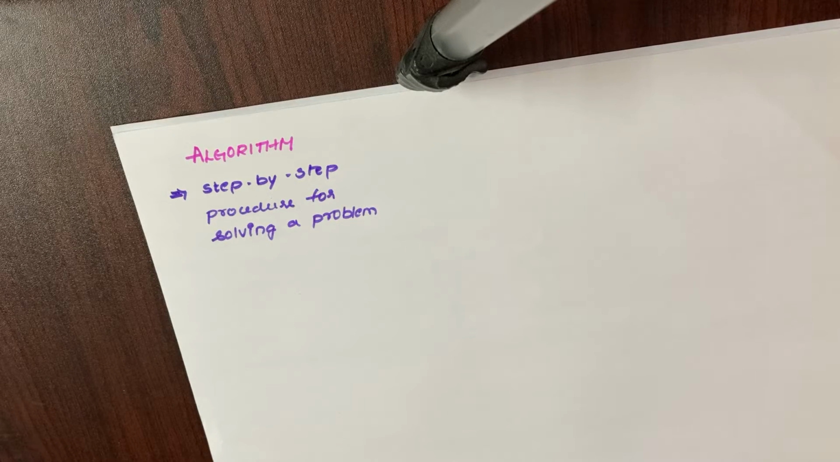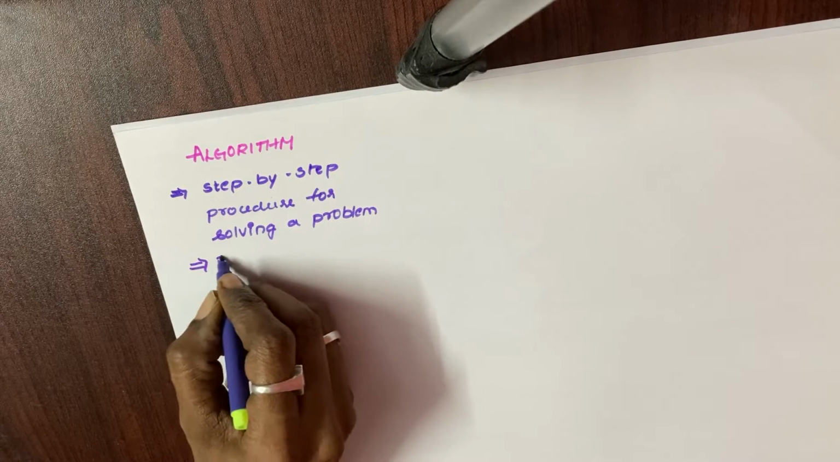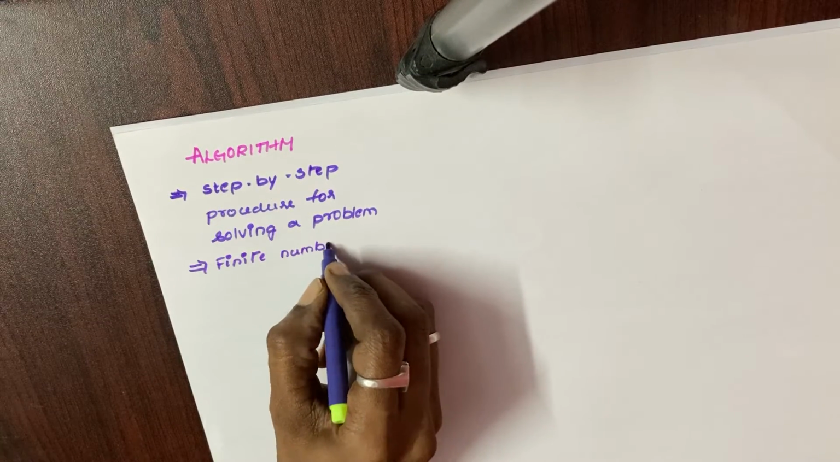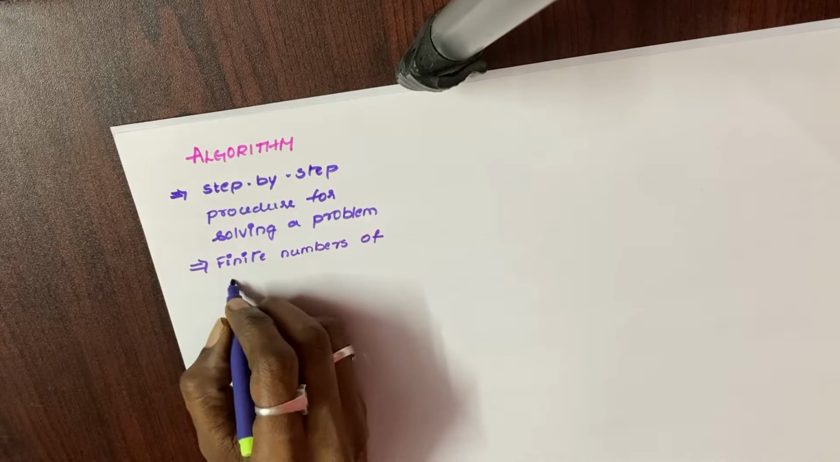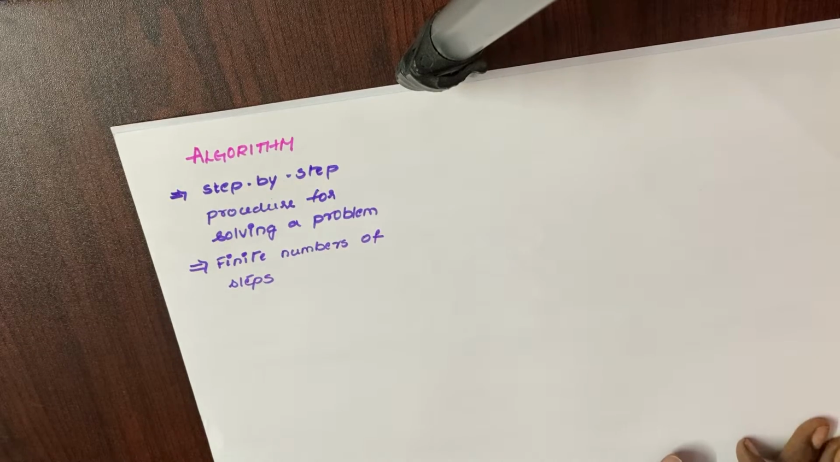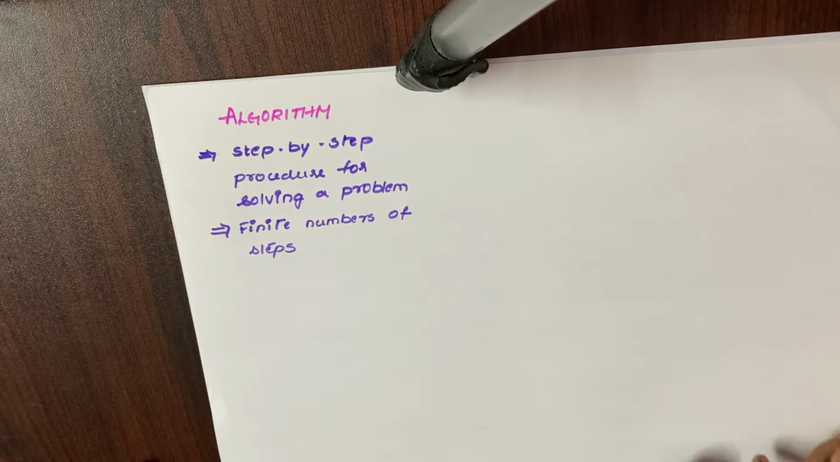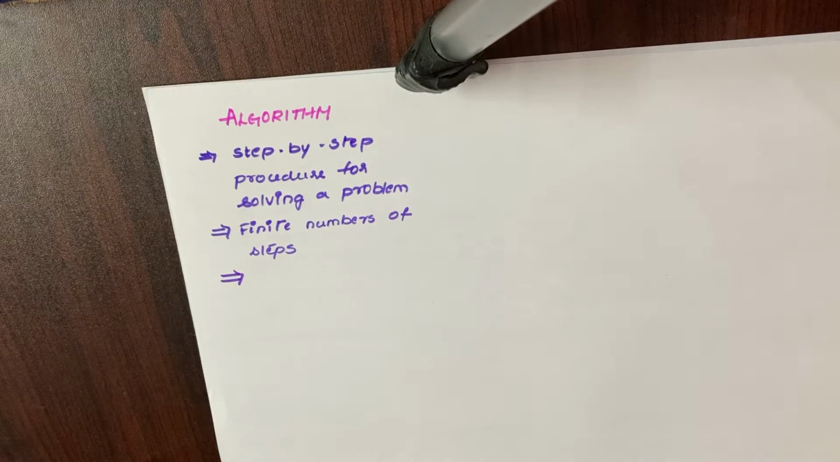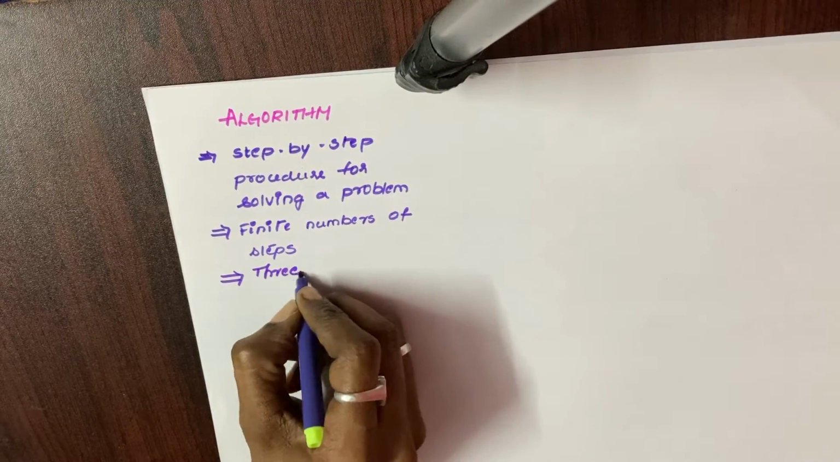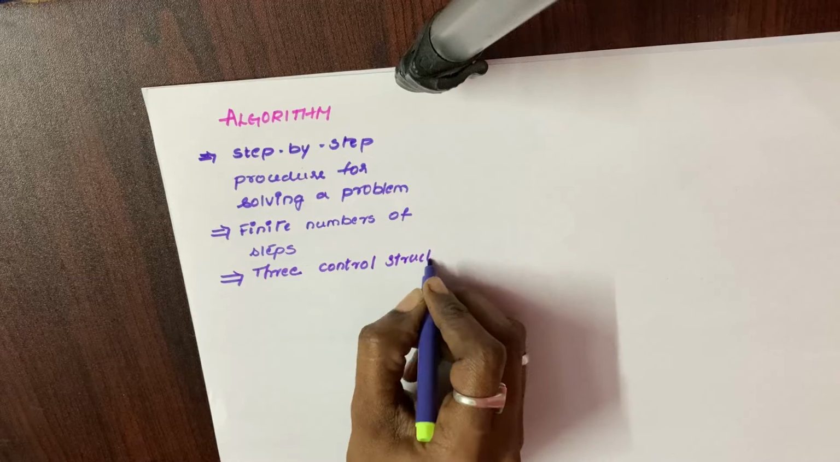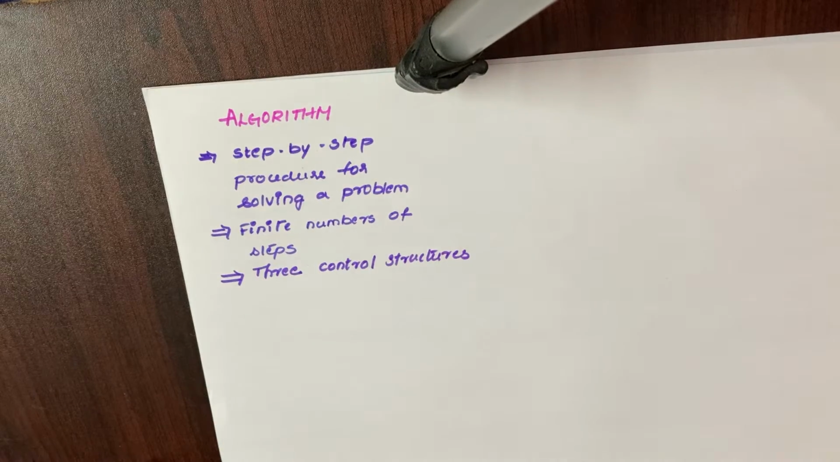Okay, so the algorithm contains a finite number of steps for solving the problem. Okay, finite means countable. So we are going to solve a problem with a finite number of steps. Okay, for using an algorithm, there will be three control structures. Three control structures are used to develop an algorithm.